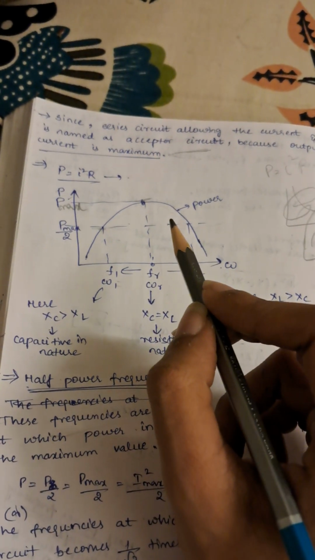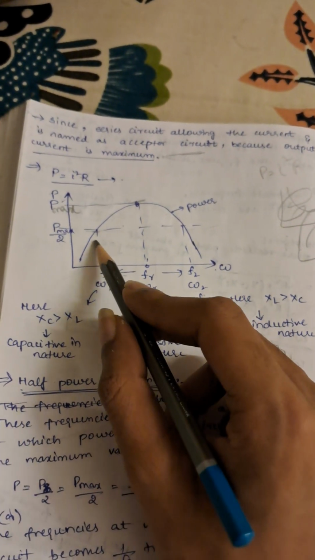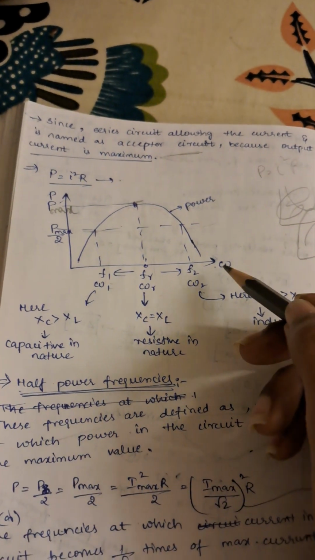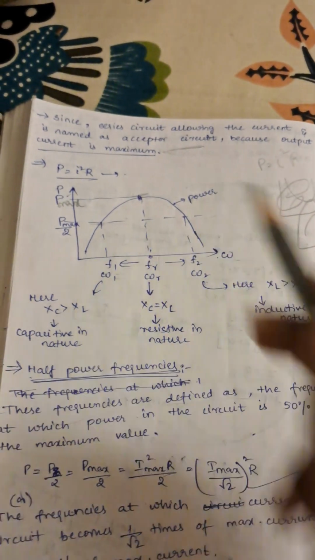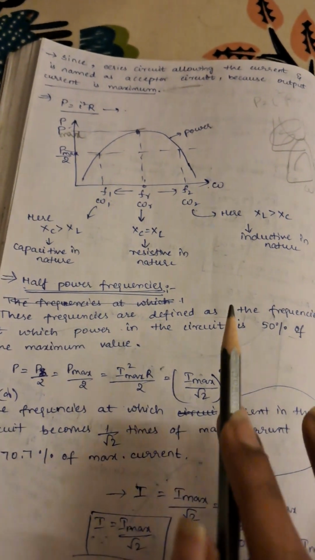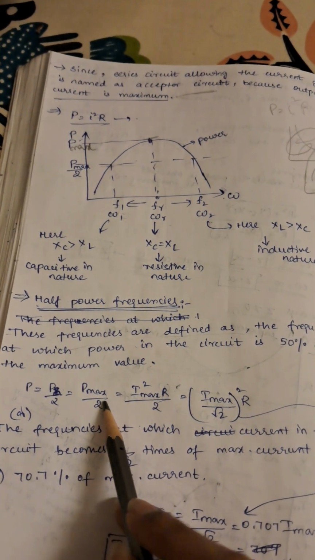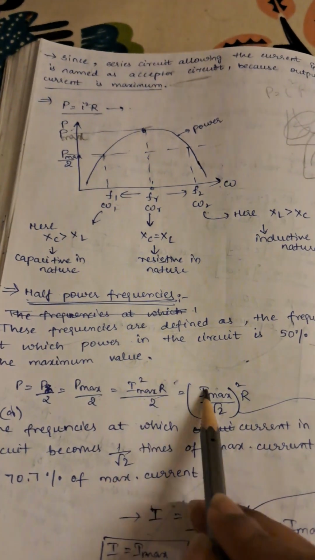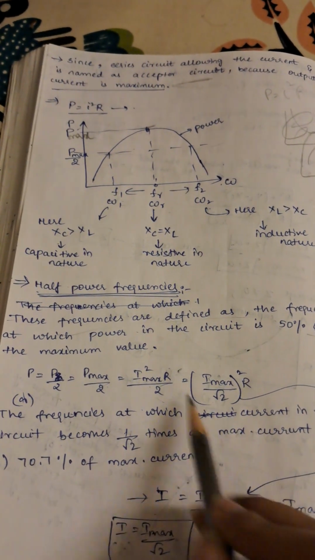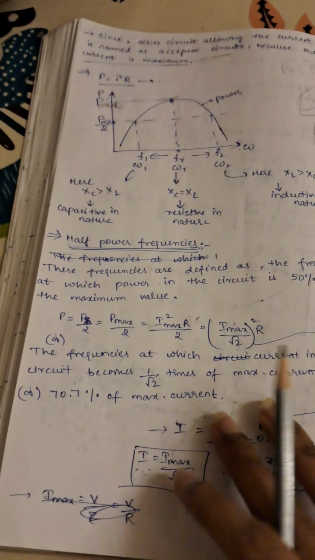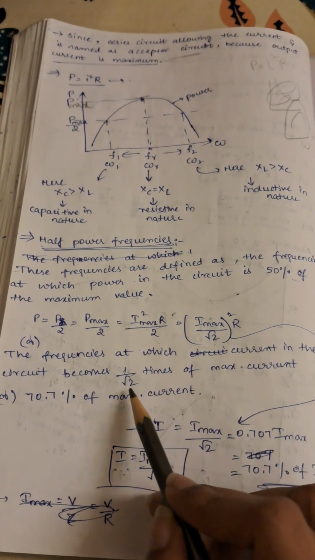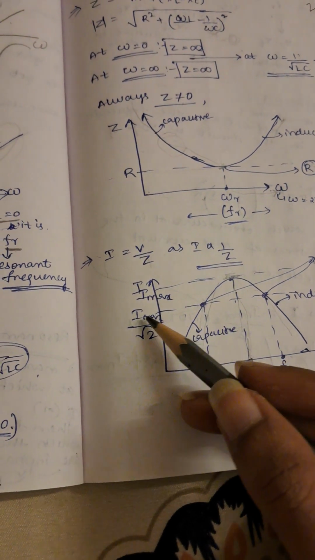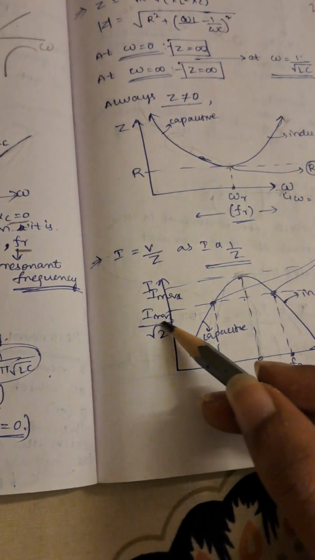Why is it named the half power frequency? The reason is that at the resonant frequency the power is maximum, and at these frequencies the power is half of the maximum. That's why it is called the half power frequency. So P is Pmax by 2. Pmax can be written as I squared max into R, so half of that is I max by root 2 whole squared times R. So the current will be I max by root 2, right? So the frequency at which the current in the circuit becomes 1 by root 2 times the maximum current. See here, at this frequency the current is I max by root 2, and at this frequency also the current is I max by root 2.